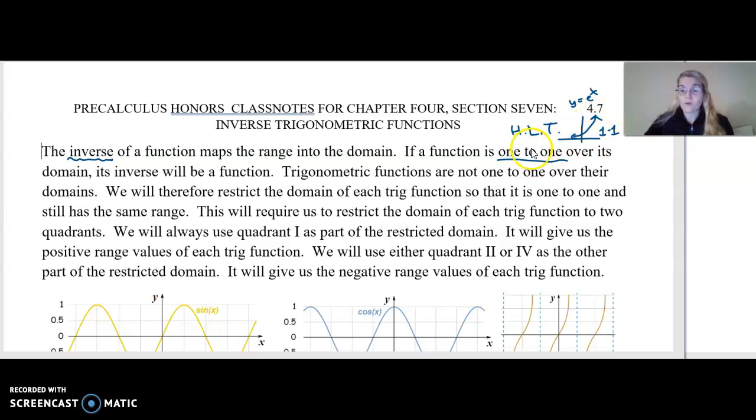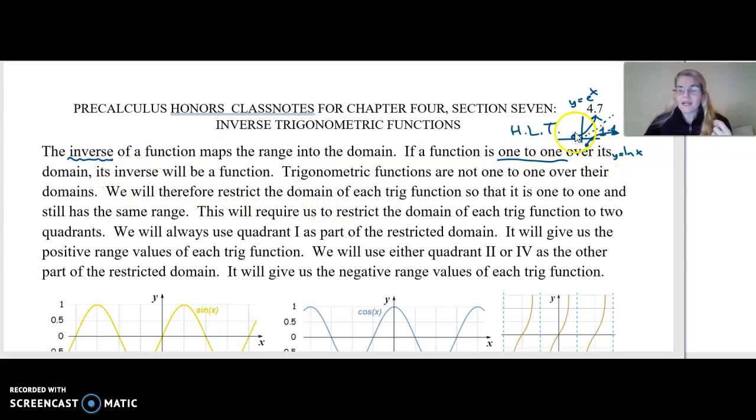And when a function's one-to-one over its entire domain, then its inverse will also be a function. Do we all remember the inverse function of e to the x? The inverse function was natural log of x. And what do we remember about the relationship between the graphs of a function and its inverse? They're symmetric about the line y equals x. So again, my natural log function looks like this. Really nice, pretty.